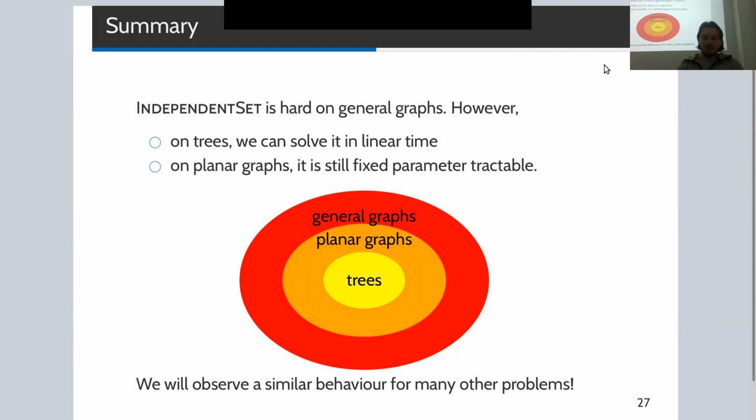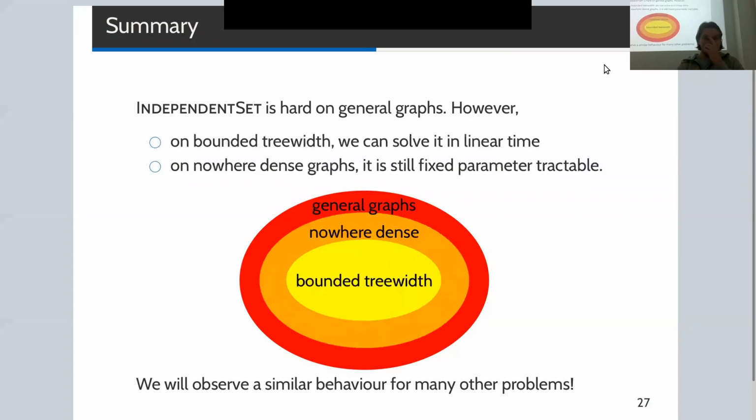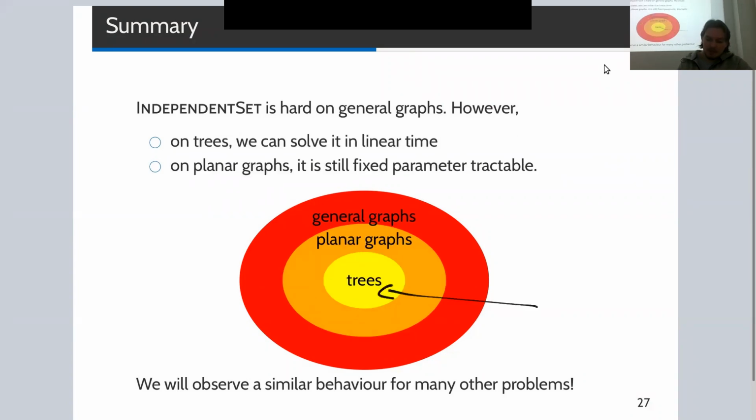So we would introduce the notion of tree width and the notion of nowhere dense graph classes. And the picture would look like this, where before, here for trees, we had polynomial time. For planar graphs, we had FPT time. And for here, we had hardness.